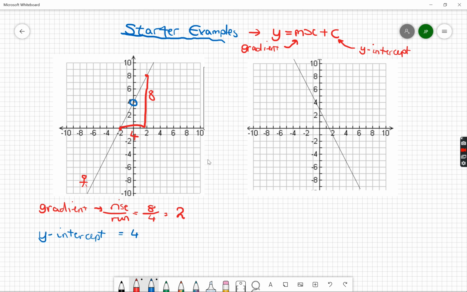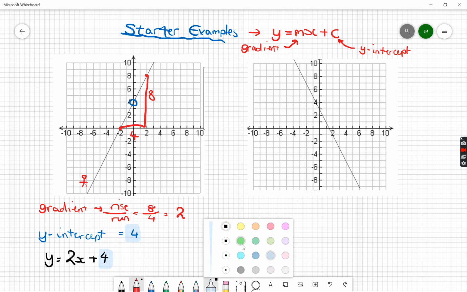And then all I need to do is put those two parts together. My 2 is where my m would be, so I'll have y equals 2x, and my 4 goes on the end. So I have y equals 2x plus 4. So my y-intercept goes on the end, and my gradient goes with my x.